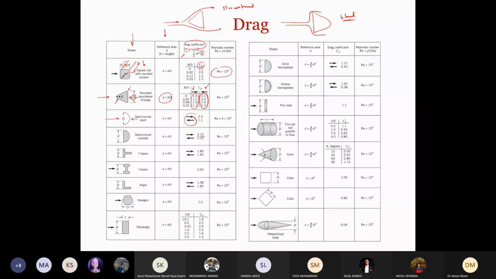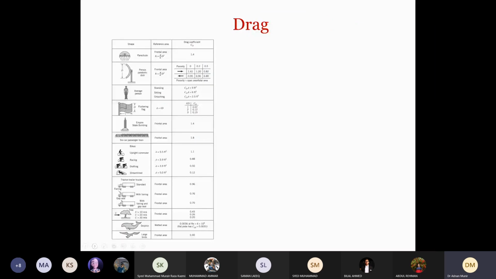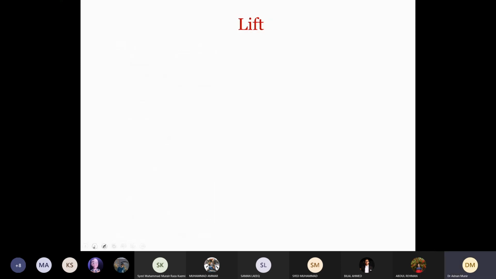Now, the next slide is also showing you the frontal reference area and the drag coefficient for more complicated shapes, for example, parachute, flag, Empire State Building, passenger train, bicycle. So it is showing you the experimental results of drag coefficient for different complex shapes, right? So now this is the end of the drag force part of the topic. Now we'll be focusing on lift for the rest of this lecture today.